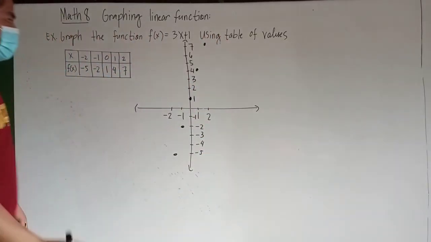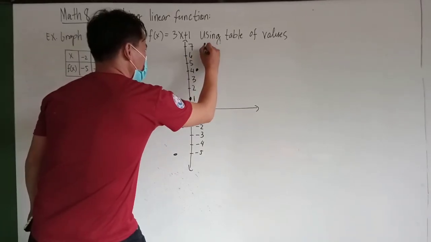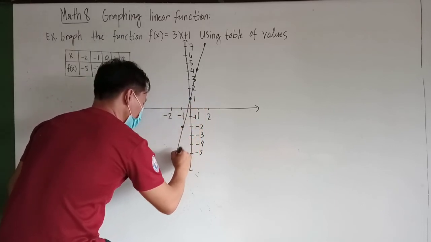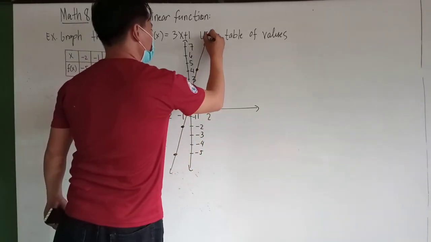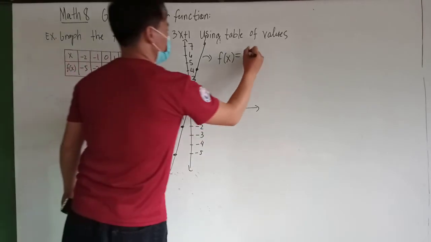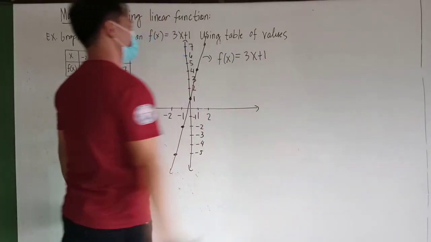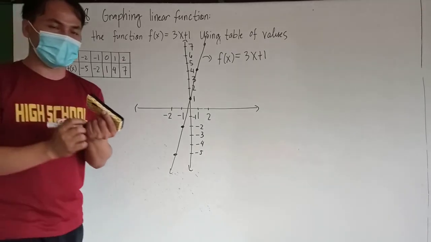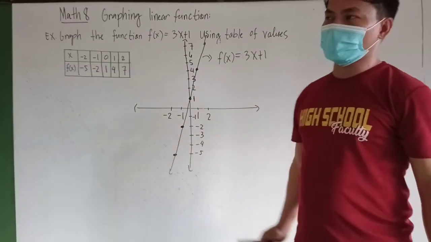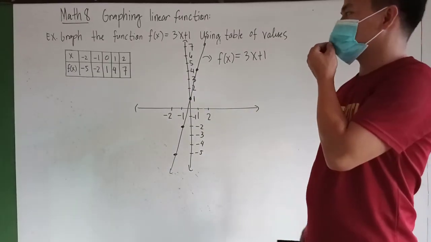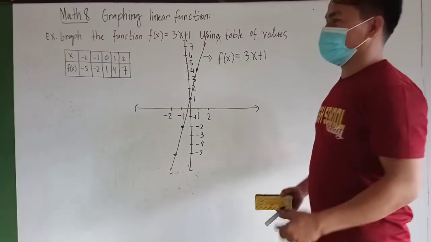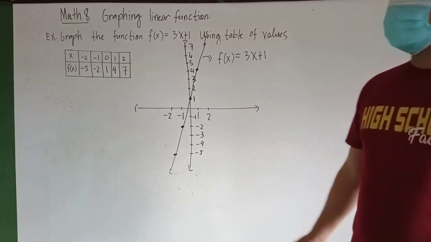After that, we connect these points. So we have this one. This is the graph of f(x) = 3x + 1. This is how to graph a linear function, particularly using the table of values. Always remember the quadrant, particularly its sign, so that you can easily identify what quadrant each coordinate lies in. I hope this video will help you in graphing linear functions.